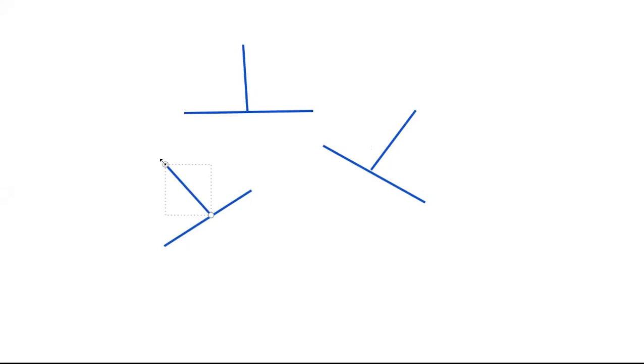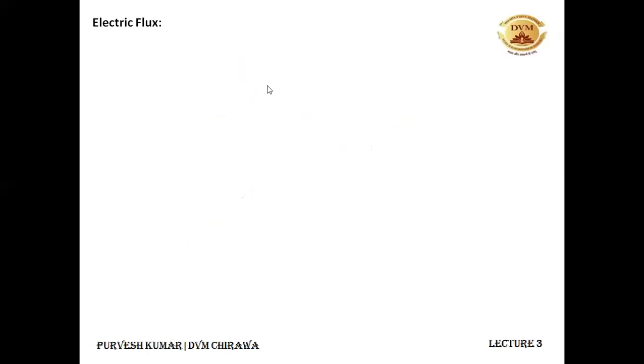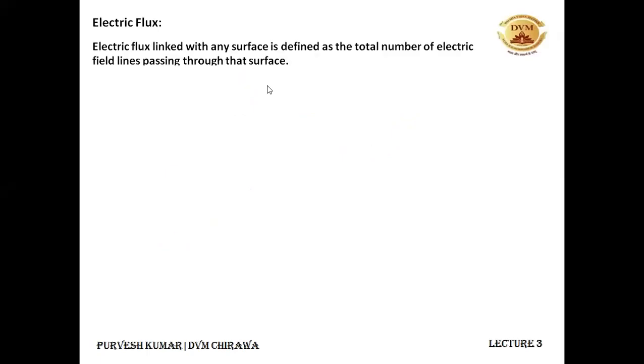Please note this thing. Since we have learned that area is a vector, now we are in a position to describe a very special quantity that is known as electric flux. So let's define what is electric flux. Electric flux can be defined as the number of electric field lines passing through a given surface. All right. So if 50 electric field lines are passing, the flux will be 50. If 100 are passing, the flux will be 100. So whatever be the number of electric field lines passing through a given surface, that can be defined as the electric flux through the surface.